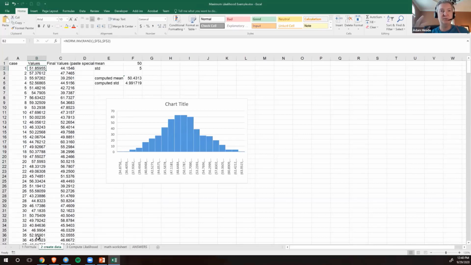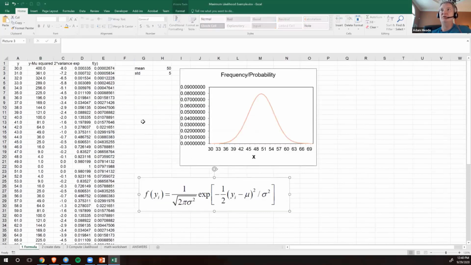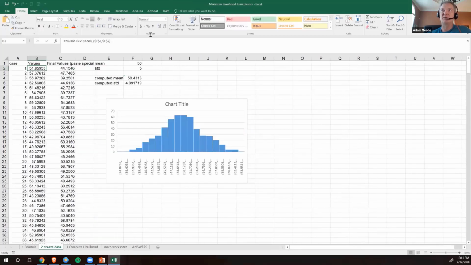So most of them should be piled up around the middle, right? That's kind of what we expect from a normal distribution. So this is different than what was over here, right? This over here was using this formula to specify the density of a normal distribution. This is just creating a normally distributed set of values.